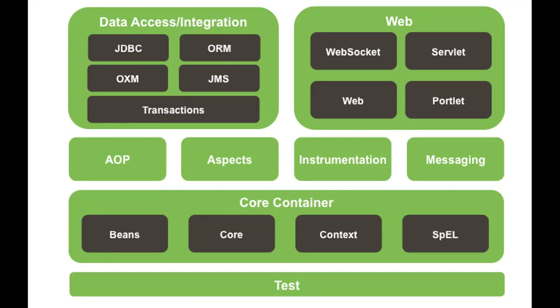Next, JMS, which is Java Messaging Service, which contains features for producing and consuming messages, which helps in coupling and cohesion. Transaction supports programmatic and declarative transaction management for classes that implement special interfaces. And in order to maintain consistency and reliability, we are having this transaction management.